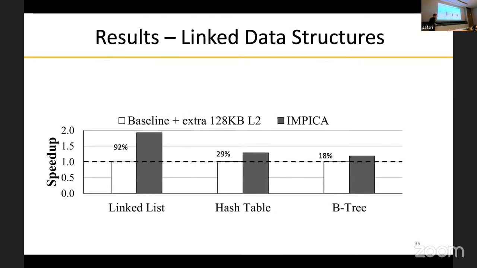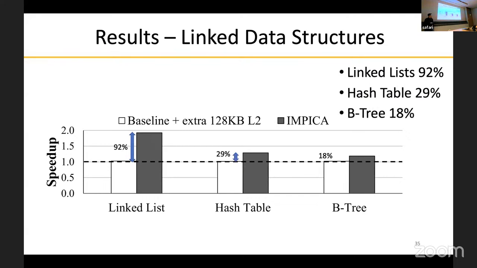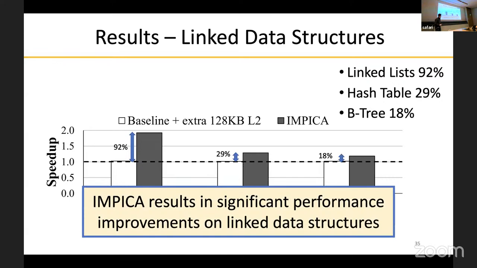So the results for the linked data structures are quite noticeable here. It's compared to a baseline CPU with some extra memory, because we don't want to observe the extra memory that is added in the Impica, just the advantages of the architecture of Impica. In the case of the linked list, we see a 92% speed up, with the hash tables a 29% speed up and the binary tree 18%, which is quite large. So the Impica results in a significant performance improvement in linked data structures.